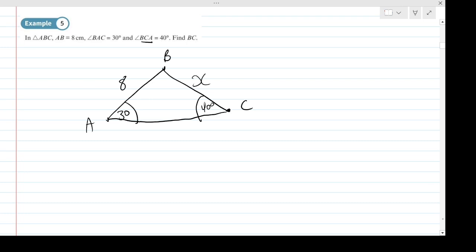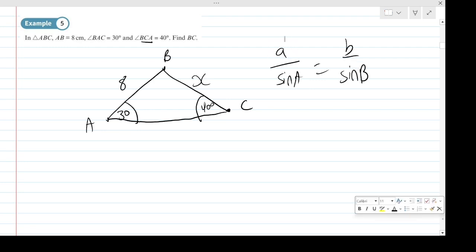This is going to be the sine rule, because with the sine rule we're dealing with two angles and two sides. The cosine rule was three sides and an angle, but what we have here is two sides and two angles. So we'll be considering the sine rule here. The sine rule is a over sine A equals b over sine B. So we've got a length over its angle, equal to another length over its angle.